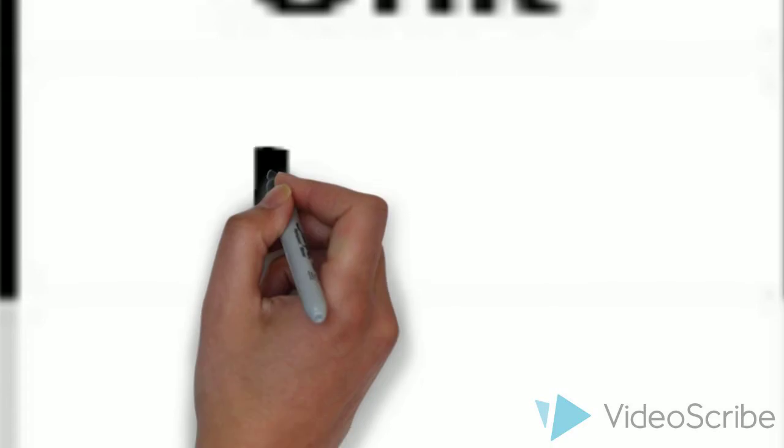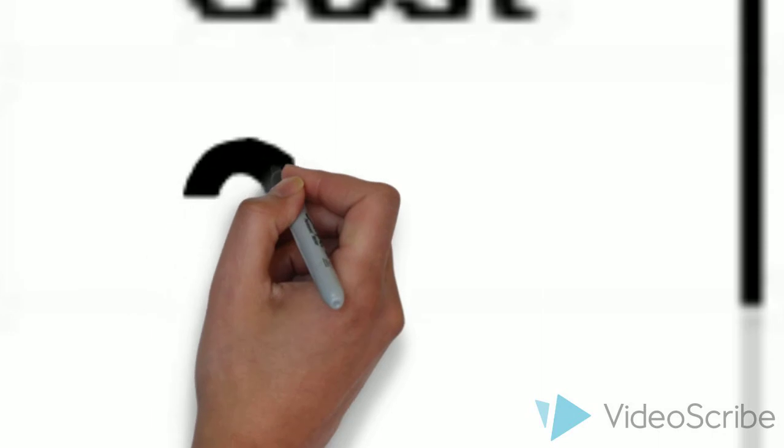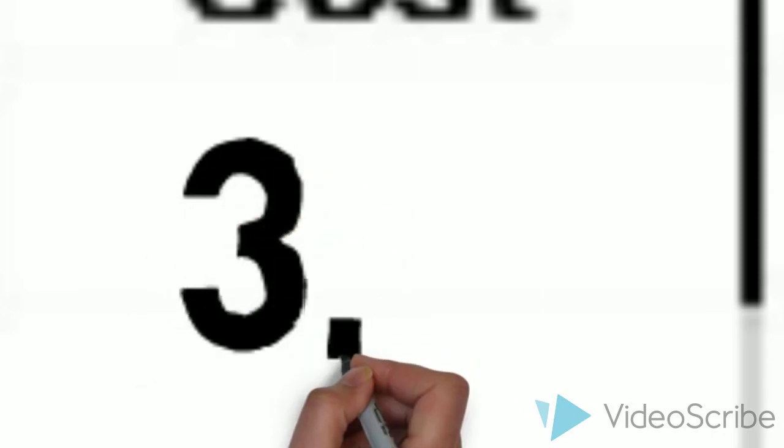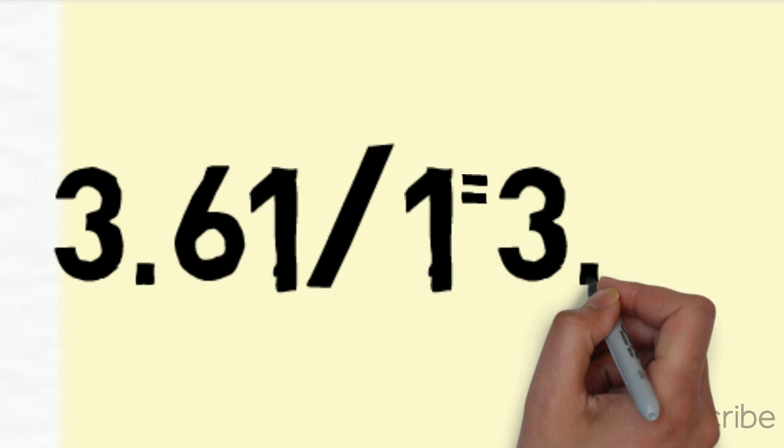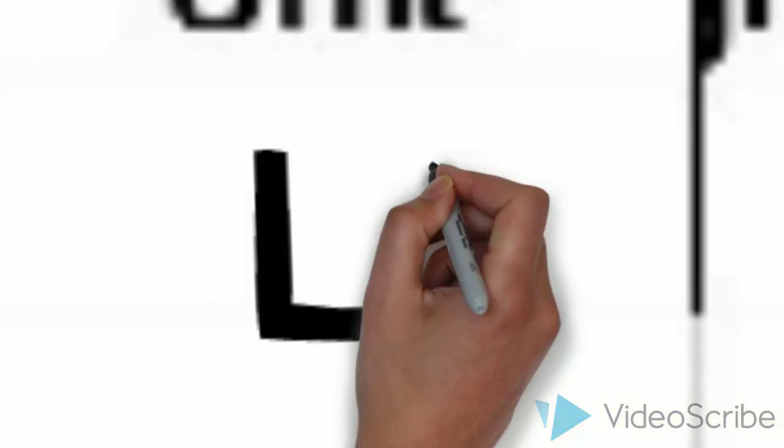So we already know what the invoice cost is. So let's find out how much each individual chicken will cost. Well, it's $3.61, and the way we found that out is we took $3.61, we divided it by our unit, which is 1, and that gave us $3.61.